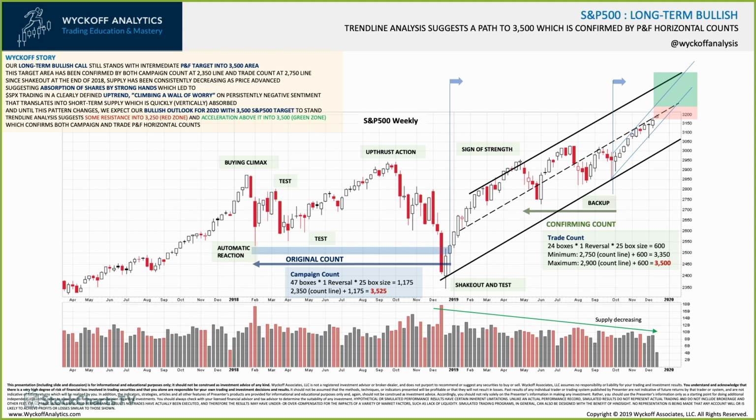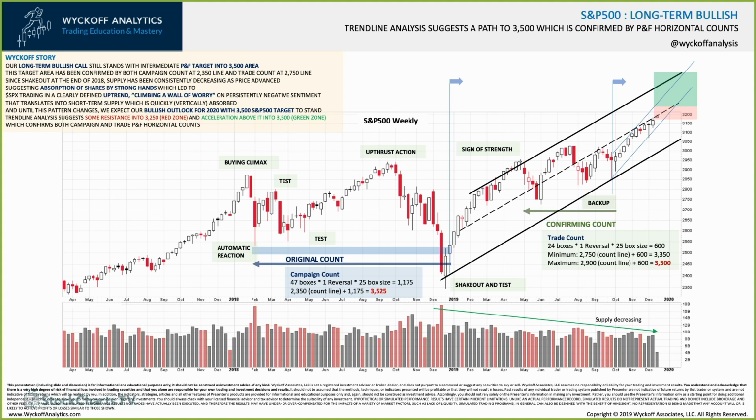My second point is the horizontal counts, and you could see 2 counts here. The original count from the shakeout action at the end of 2018 into the automatic reaction into February of 2019 leads us to the target of 3,525. That target is being confirmed by another horizontal P&F count, which we could find on the backing up action in 2019, and that also points to 3,500. Whenever we have confirming counts, this is a really good indication of where potentially the price could go and where potentially we could have another stop in action.